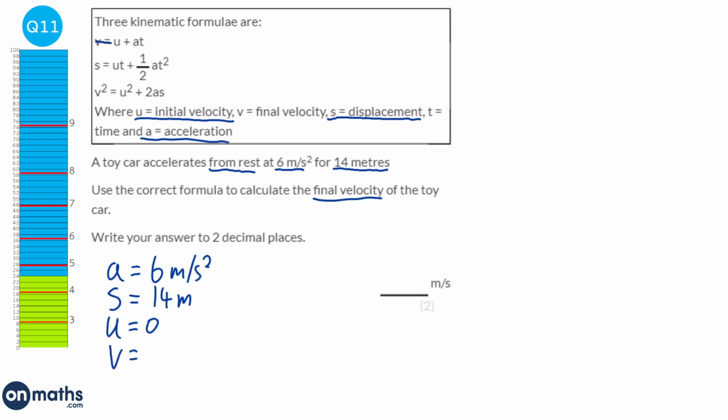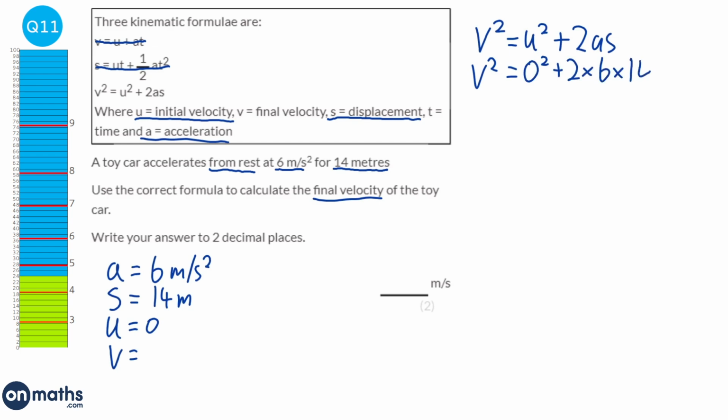So it's not going to be the top one because we're not given time. It's not going to be the second one because we're not given time. So it's going to be that third one. So we've got v squared equals u squared plus 2as. We're looking for v, so I'm just going to leave that v squared there. U squared, well, that's just going to be 0 squared plus 2 times the a, which is 6, times the s, which is 14. And when you do that, you get 168.